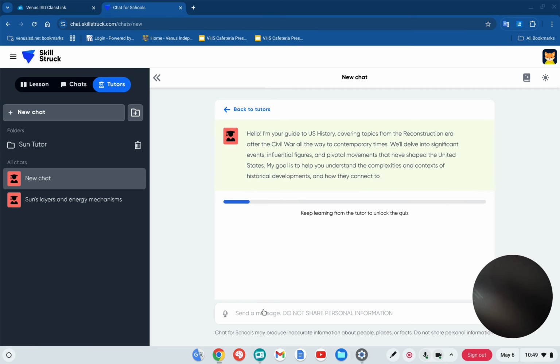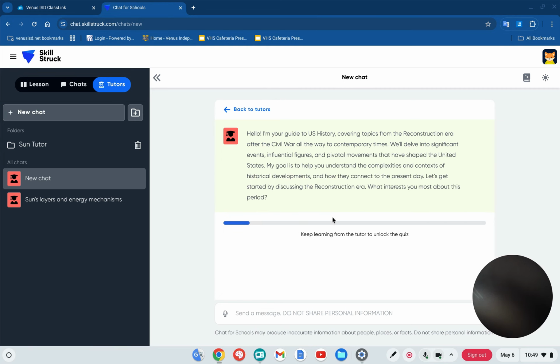I'm using a tutor that another teacher for our district has made. This is Professor Time Ward, who teaches U.S. history from the Reconstruction era after the Civil War all the way to contemporary times. As you can see, there is a quiz connected to this tutor. So you have to interact with the tutor in order to get it to unlock the quiz.